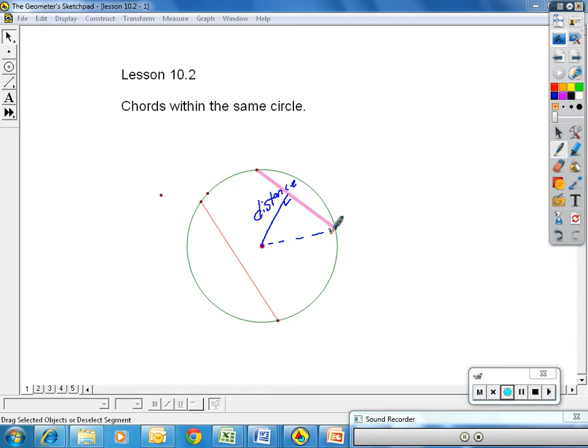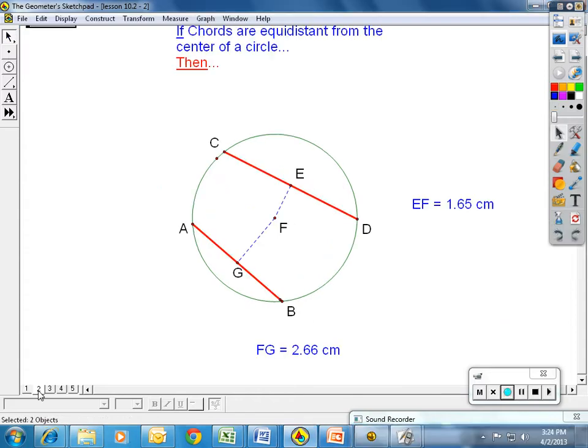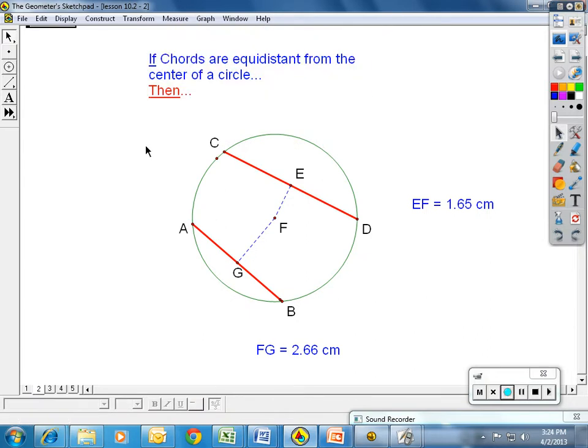All right, let's move on. We're going to go on to tab number 2 here, and we're going to look at our first theorem. I'm trying to be consistent with blue and red. If chords are equidistant, this is my given. If chords are equidistant from the center of the circle, then what can I conclude about the length of the chords? What do you think?